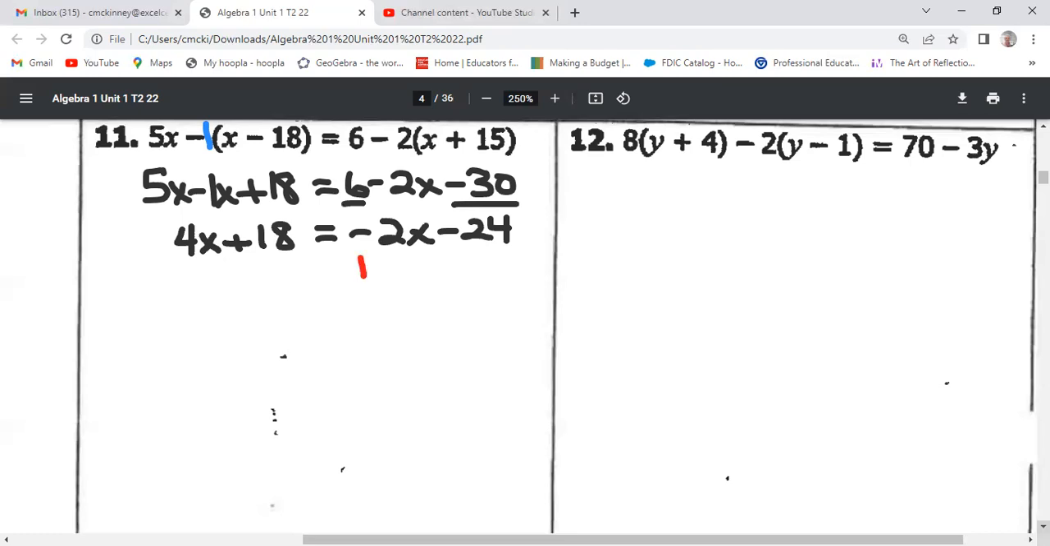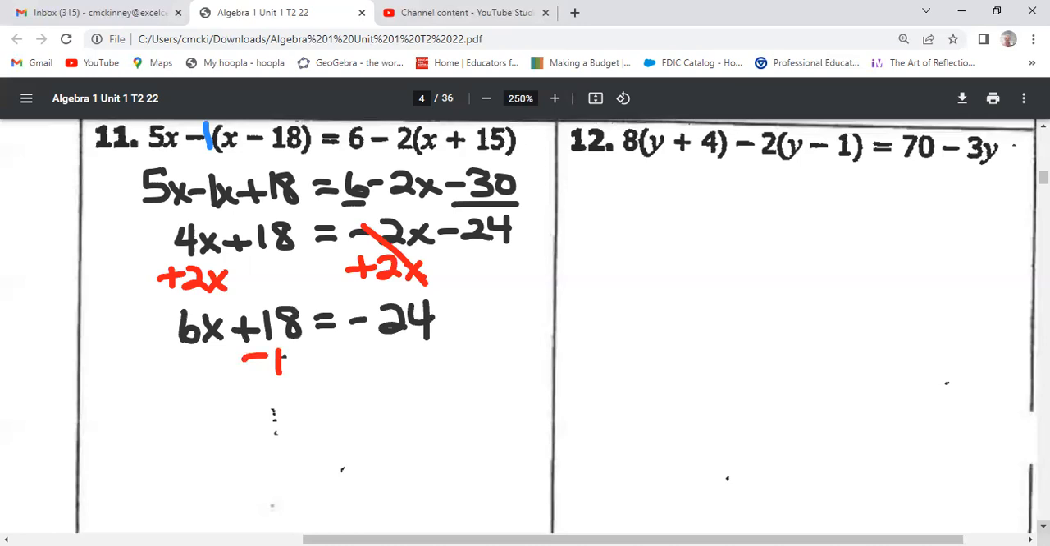So I have -2x. I'm going to get rid of that by adding 2x. So I'm moving those two x's to the left side. So to get rid of them on the right, I'd have to add them. That makes them positive when they get over here. So that would be 6x plus 18 is equal to -24. Get rid of plus 18 by subtracting 18. Or I could think of that as adding a -18. -24, -18 is -42. Divide that by 6. And x is equal to -7.